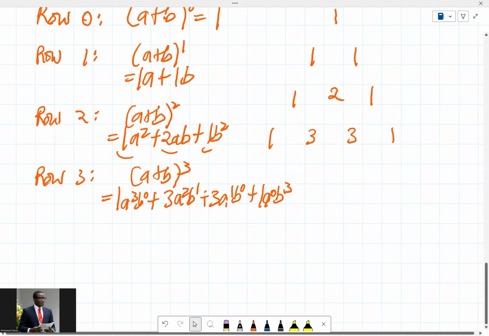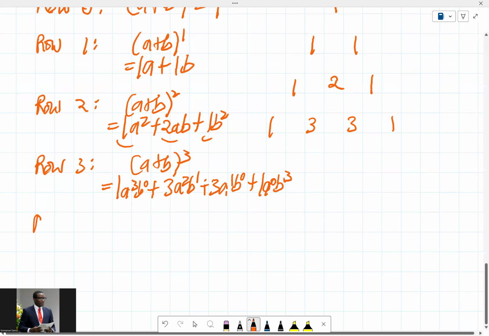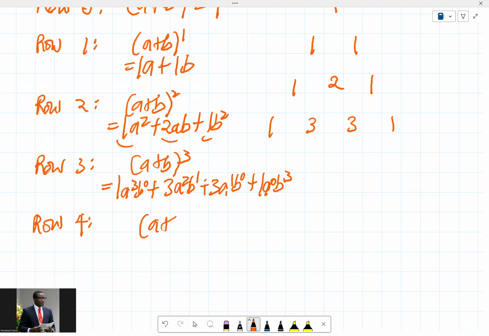So next you have row 4. For row 4, you're going to have (a plus b) raised to power 4. I don't want to bother with all this. Well, I can bother. Yeah, let me bother.